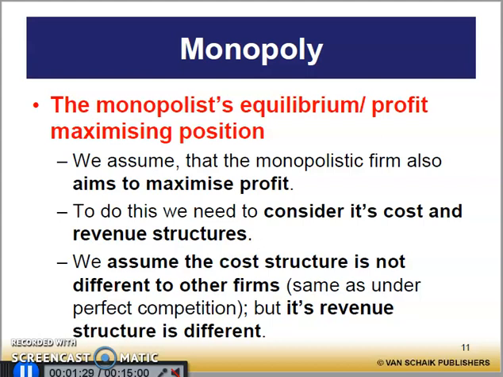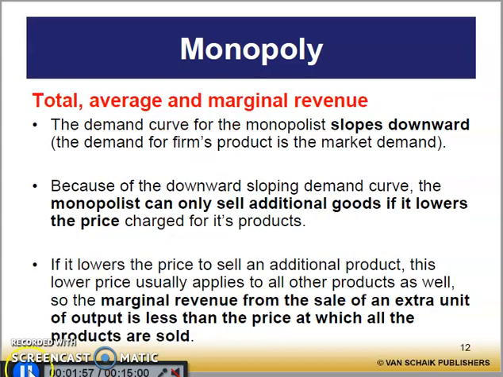basic technology and constraints as any other firm, and that its cost structure is not different to that of any other firm. Its revenue structure, however, is different to that of a perfectly competitive firm, and we have to examine this more closely before we can determine the profit maximizing position of a monopolist. And this is what we do in this video.